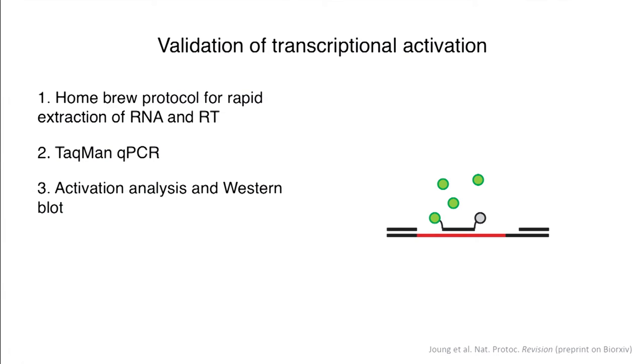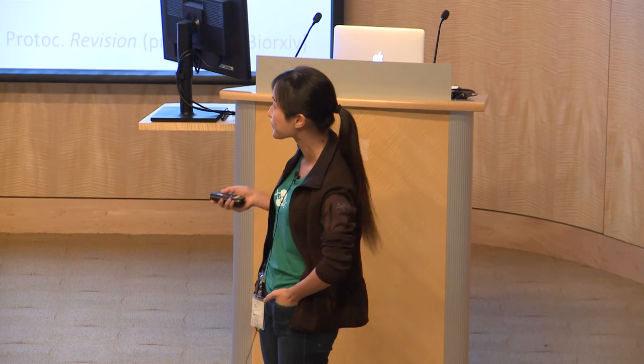For this part, we have a homebrew protocol for rapid extraction and RT, and this protocol is super cheap. It's very similar to Cells-to-CT for those of you who have used it, except it's like 5% or 1% of the price. The entire setup, going from a plate of cells to an RT reaction, takes me about half an hour for a 96-well plate. So it's much faster than the previous method of isolating by columns. I strongly recommend looking at this protocol if you're doing RT-qPCR.